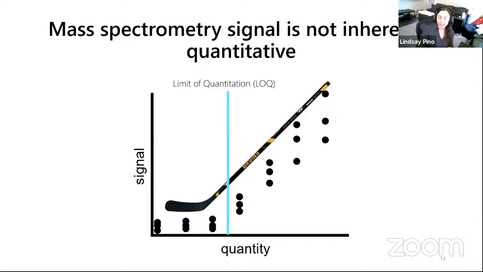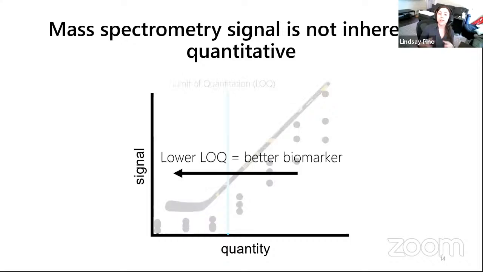Why is this limit of quantitation important? Every single mass spectrometer and every single sample prep and every single peptide has its own unique limit of quantitation, or LOQ. The lower the limit of quantitation, the better the biomarker is. This is because it means that that analyte, that peptide, that protein, that thing you're measuring can be measured more sensitively. You can get to a lower and lower quantity correlation for the signal that you're measuring on your instrument.